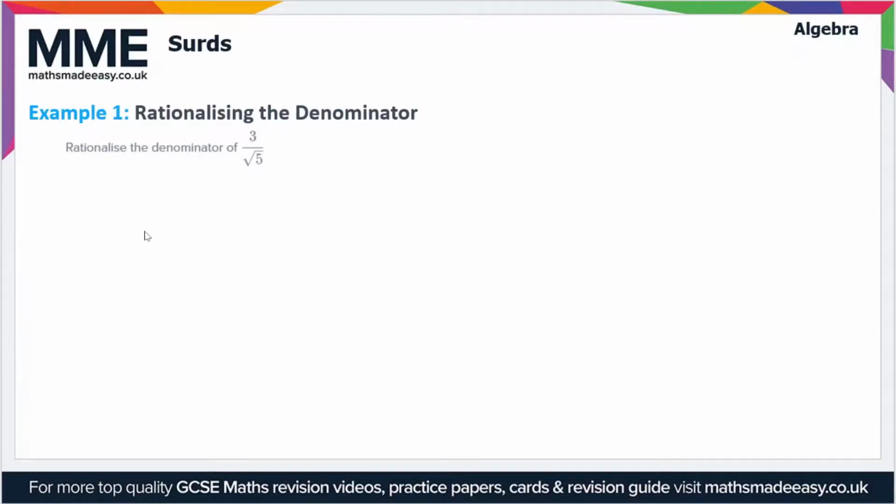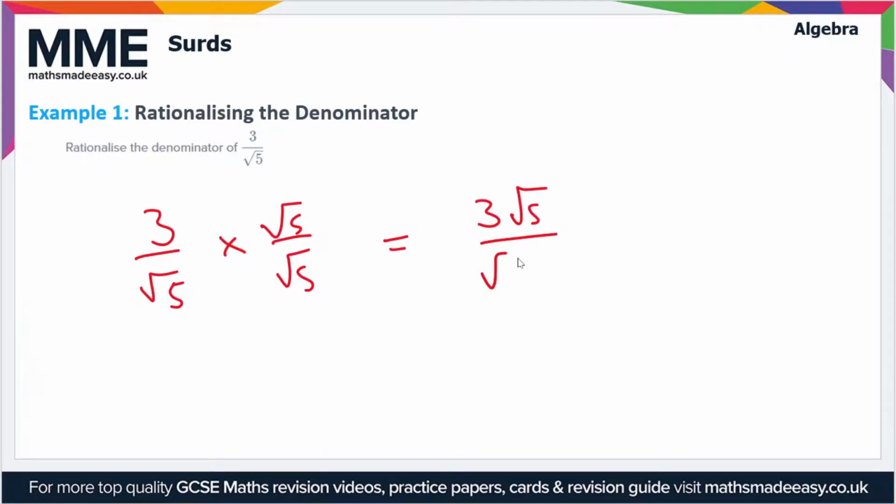In this video we're going to run through some example questions on rationalising the denominator. So here we have the expression 3 over root 5 and we want to rationalise the denominator here, so that means remove the surd from the denominator. To do that we multiply by root 5 over root 5, so this is going to give us 3 root 5 over root 5 times root 5, which simplifies to 3 root 5 over 5.